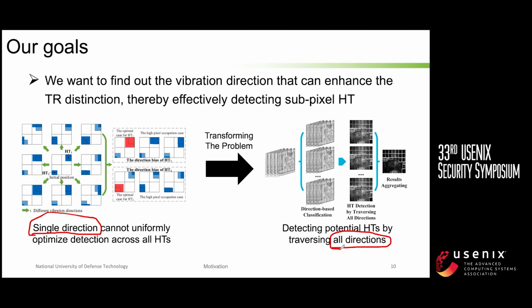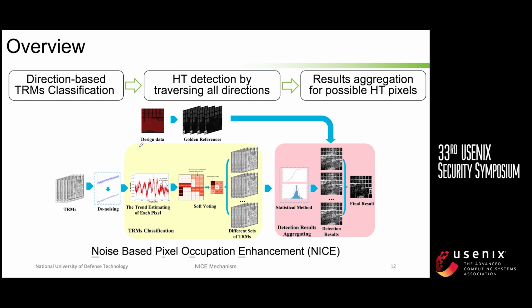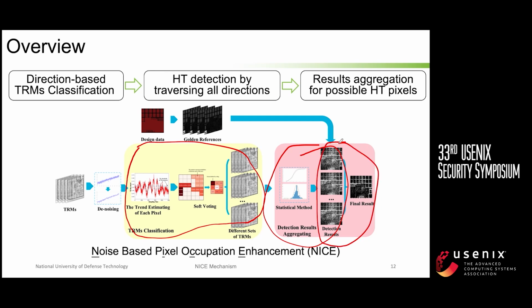So with this in mind, we propose a new HT detection framework called NICE. NICE works by categorizing TRMs into several sets based on vibration direction, then detecting HTs by traversing all directions. Finally, we combine all the results to get a more accurate detection of subpixel HTs.